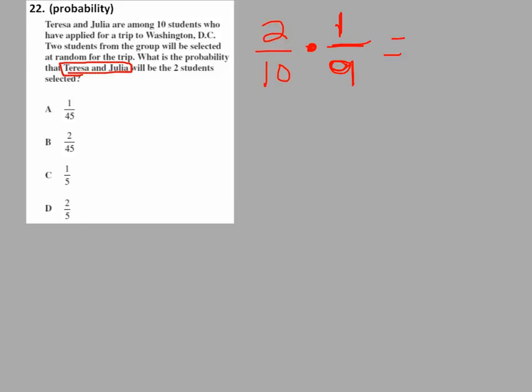Now, what you'll notice is that all the answers here are in fractions, whereas what we're going to get is a decimal, the way that we've been doing it. So we do 0.2 times 1/9, which is 0.1111111 repeated, and we get 0.0222222222.